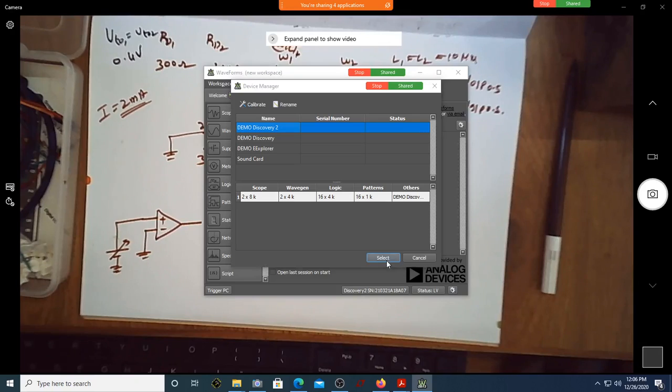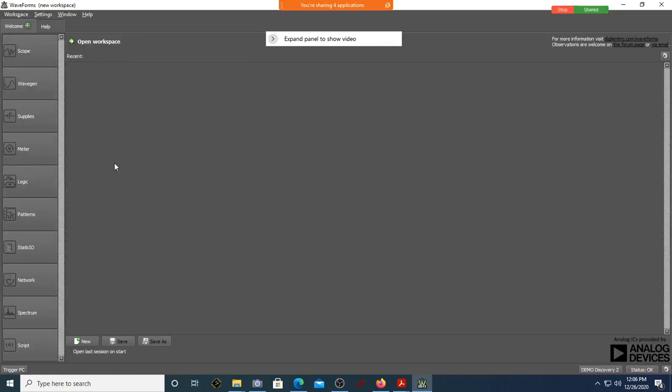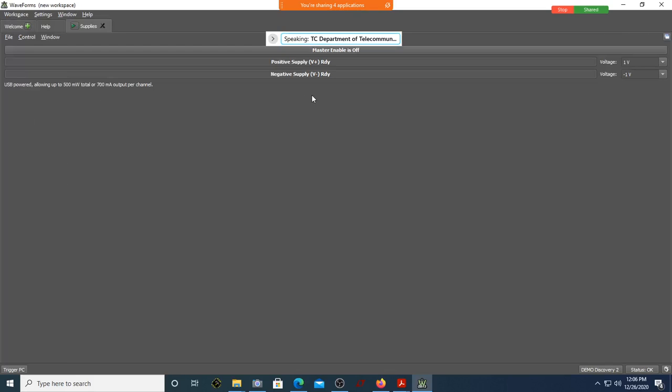Is this visible now? Hello. This is supplies. Can you see here? This is supplies, which is used as the power supply for your circuit. Click on that. By default, if you can see, master enable is off.